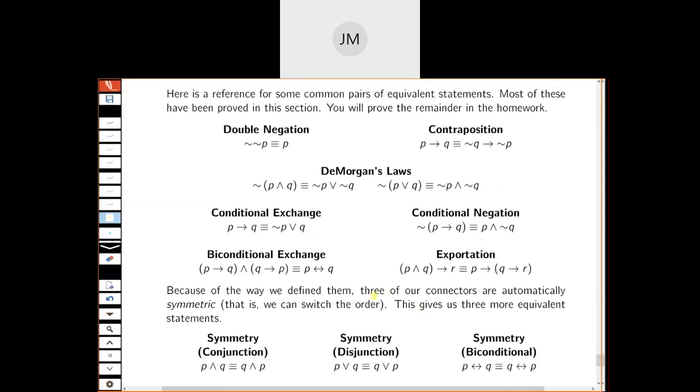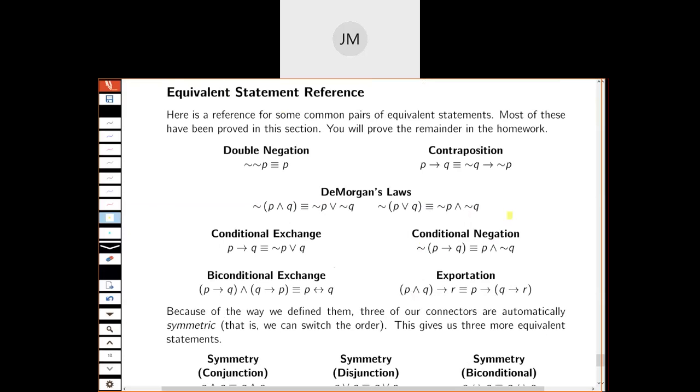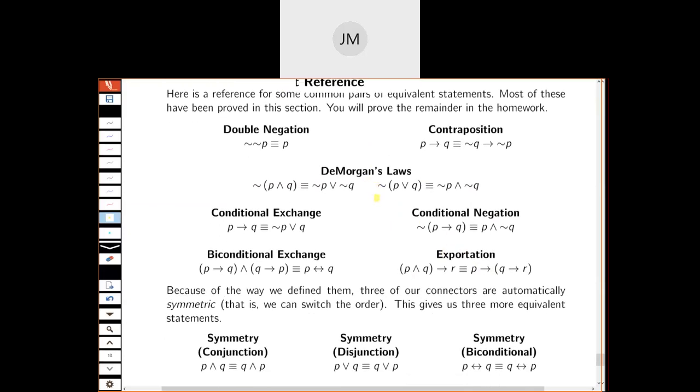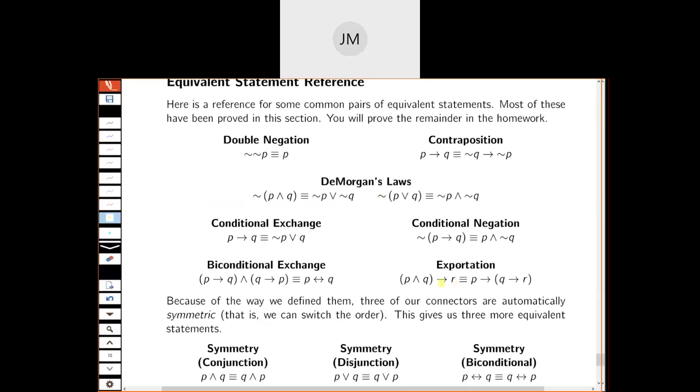So this is our last page of summarizing equivalent statements. I'll post up homework about this. In doing your homework, you can certainly use this as a reference sheet. But for a lot of the homework, suppose you wanted to prove this one: show that if P and Q then R is equivalent to if P then if Q then R. In order to show that, what you need to do is construct a truth table.